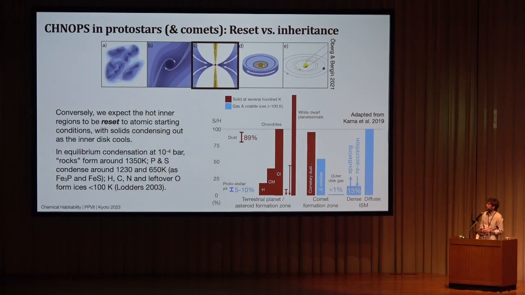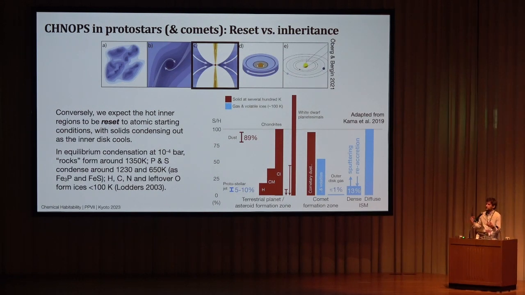So this is illustrated very well in the context of CHNOPS by sulfur, for example. So this is adapted from a plot, thank you, of Mihkel. So sulfur is very volatile in the ISM. We see a mix of volatile and more refractory carriers in the comet-forming region, but in the terrestrial planet formation region and in chondrites, most of the sulfur is bonded to iron and in a much more refractory phase. So in the inner solar system, we think material is reset at high temperatures.